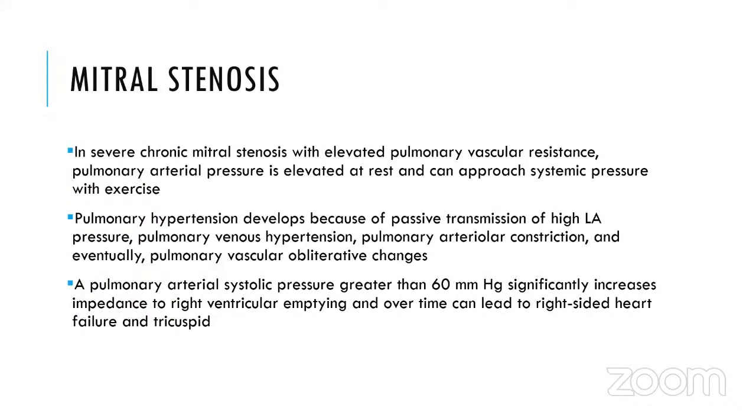So in severe chronic mitral stenosis with elevated pulmonary vascular resistance, pulmonary arterial pressure is elevated at rest and can approach systemic pressure with exercise. Pulmonary hypertension develops because of passive transmission of high left atrial pressure, pulmonary venous hypertension, pulmonary arteriolar constriction, and eventually pulmonary vascular obliterative changes. A pulmonary arterial systolic pressure greater than 60 significantly increases the impedance of the right ventricle and can lead to right-sided heart failure and tricuspid insufficiency.